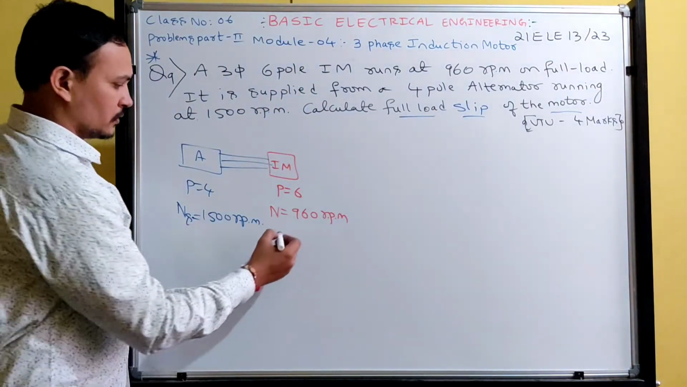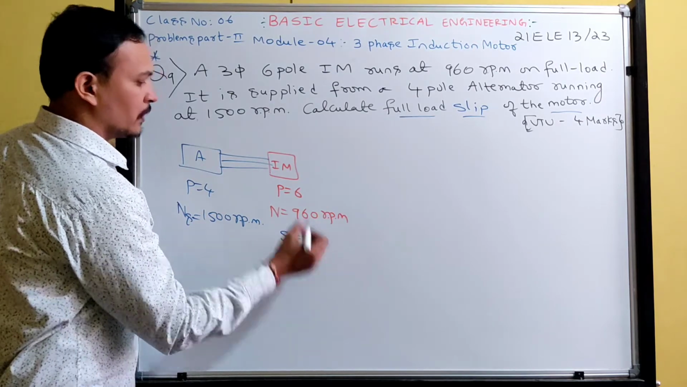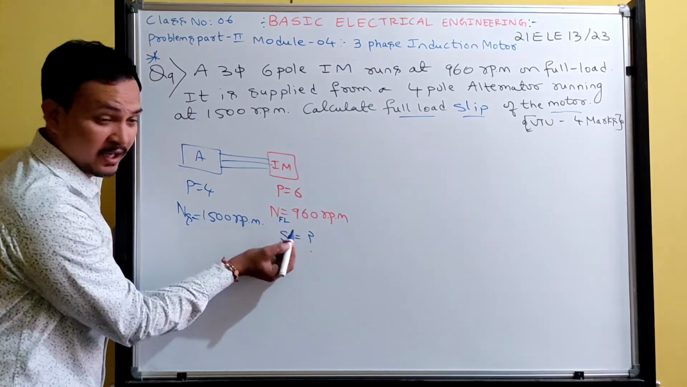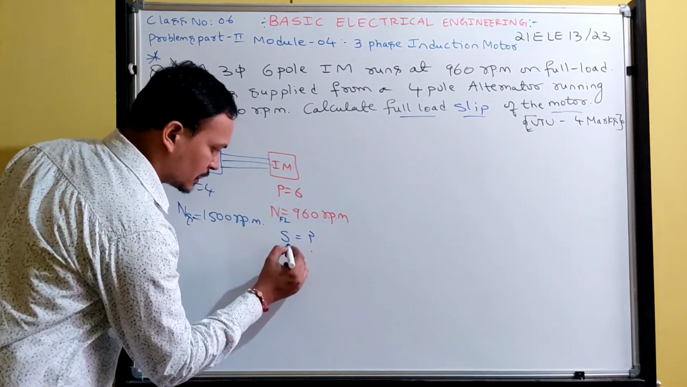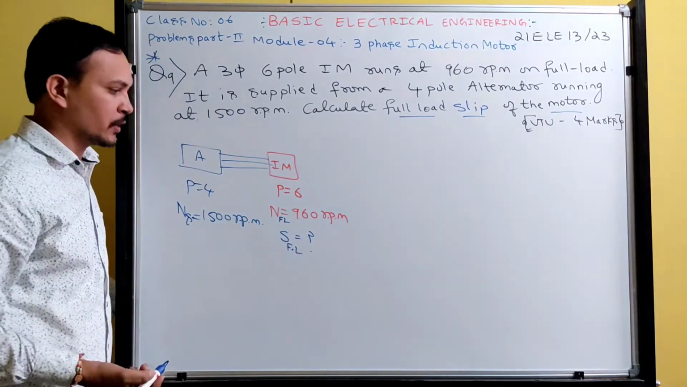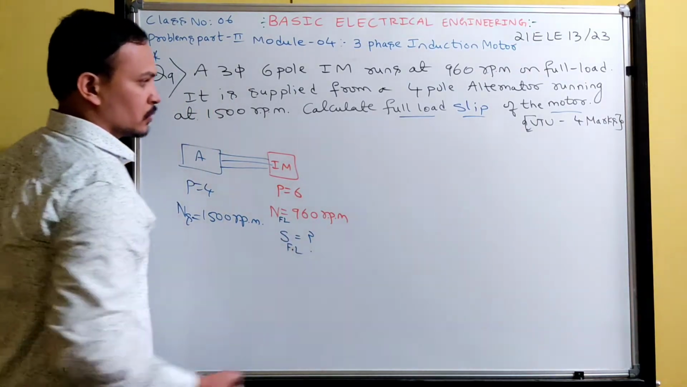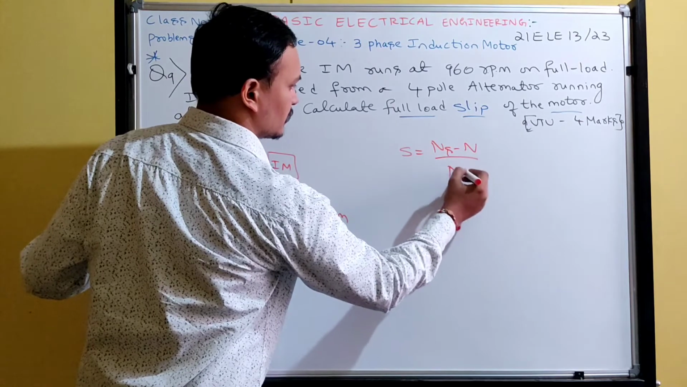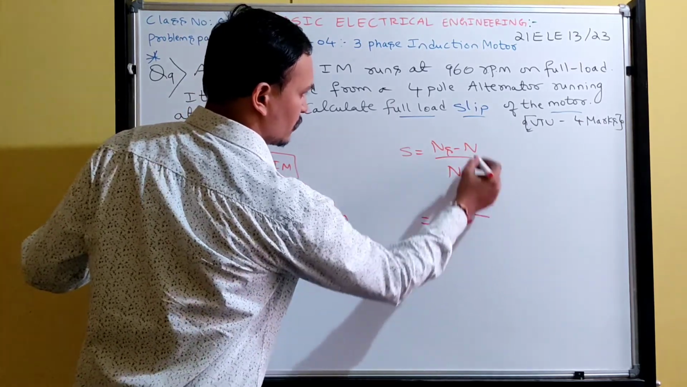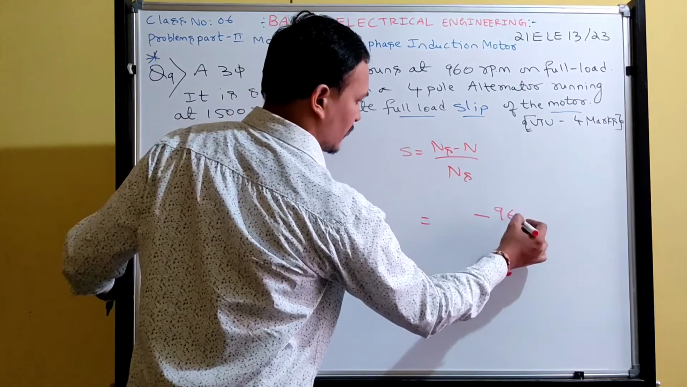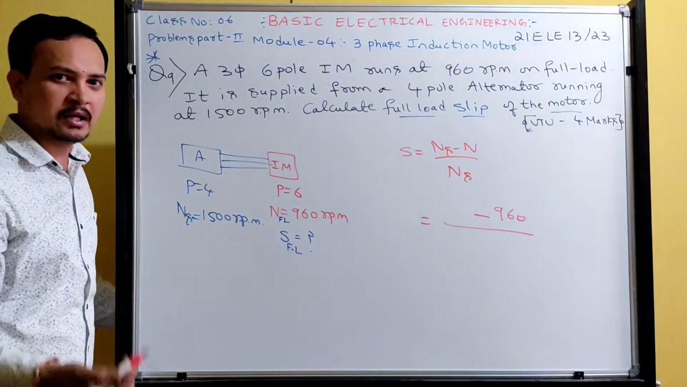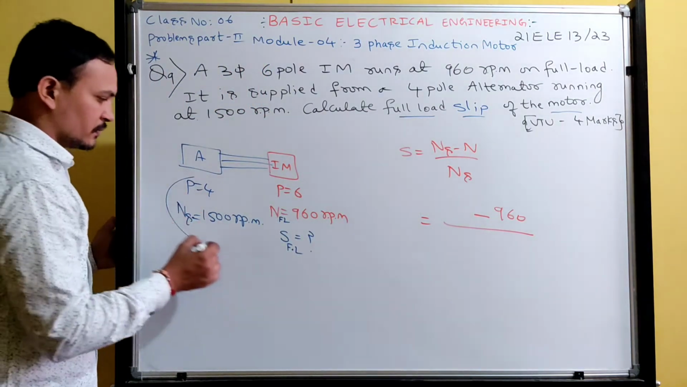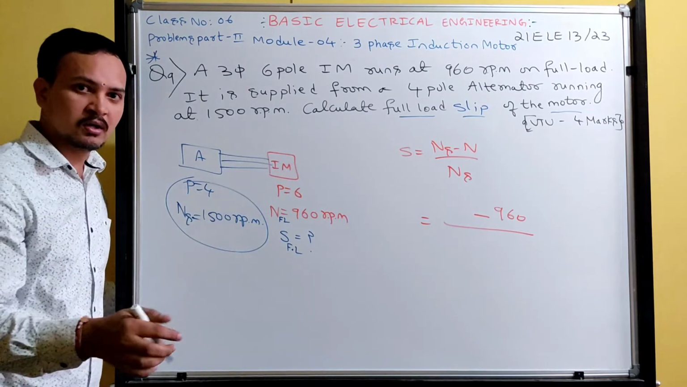Got it? So they are asking for slip. Because this is the full load speed, N suffix FL, the corresponding slip will be the full load slip. To calculate slip, the formula is (Ns minus N) by Ns. Ns we don't know. N is 960 RPM. Our goal is to find Ns, the synchronous speed of the induction motor.